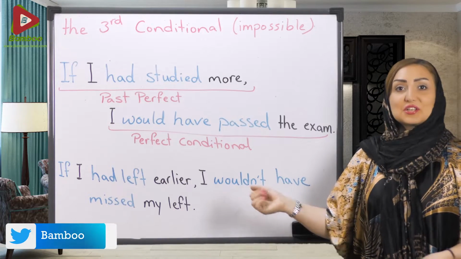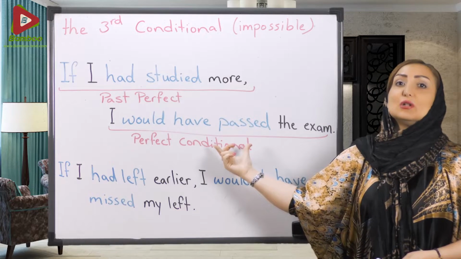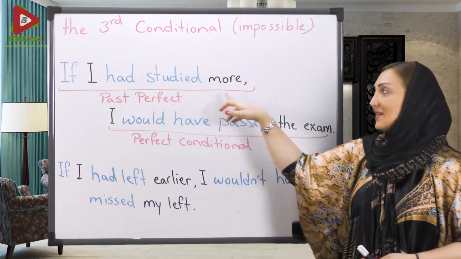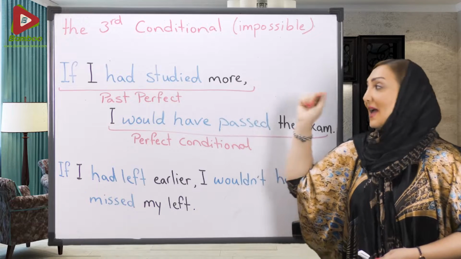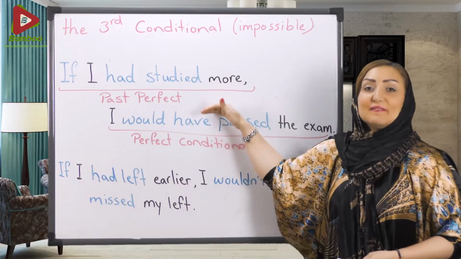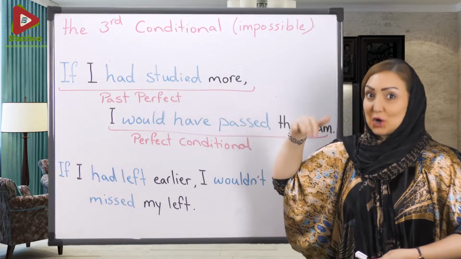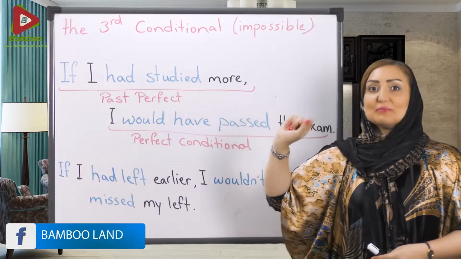Just like other conditional sentences, we have an if clause and the main or the result clause. If we put the if clause at the beginning, there should be a comma after the clause. And in the if clause, we use past perfect. We had already studied past perfect tense.